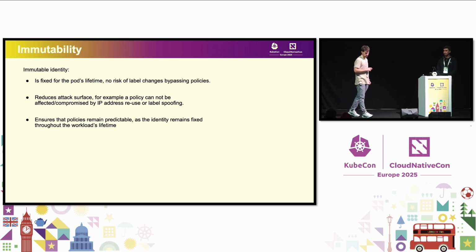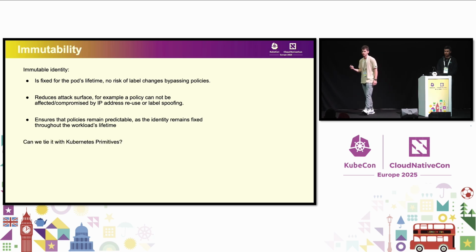Additionally, immutability ensures that the policies remain predictable for the lifetime of the pod. We talked about identities like service account, as an example we're going to see in a minute, remaining fixed. Nobody can change the service account of a pod at runtime, so it requires a restart, and that gives us the policies to be predictable.